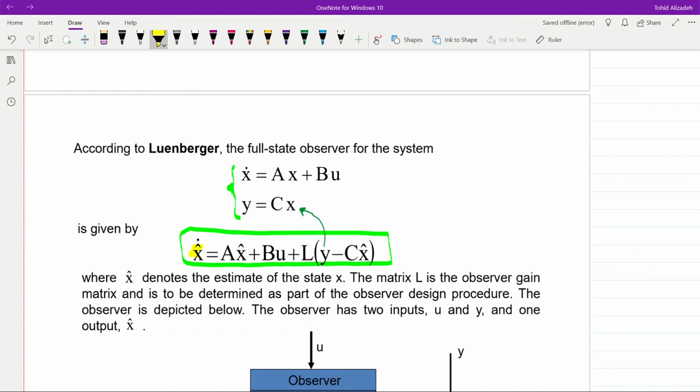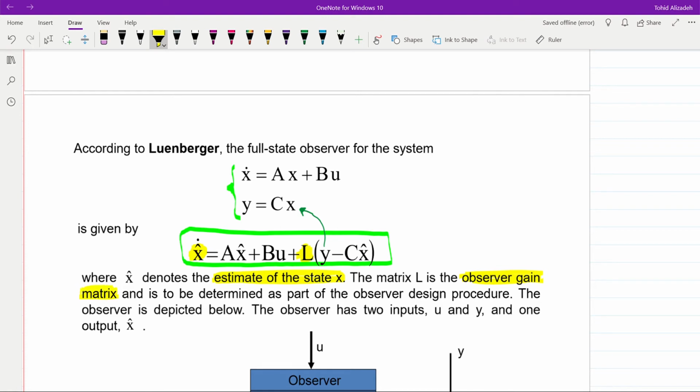The aim of designing the observer would be to make the difference between x and x hat go to 0 or be quite small, especially for the transient part. And then they should become the same as each other. The matrix L here is called the observer gain matrix, and our aim in designing the observer would be to determine the values for this matrix. It will be in the form of a vector indeed.